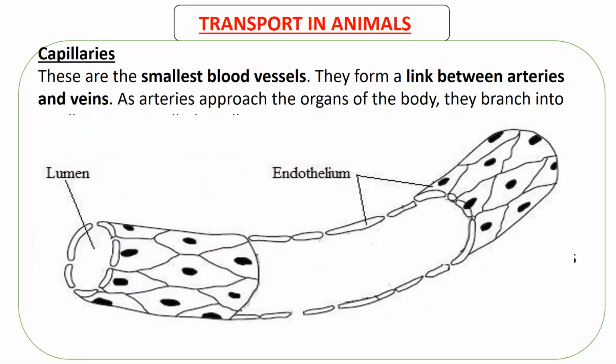So this is the diagram that shows a capillary. As you can see, there's a lumen here which is wide, and the walls are thin so that there's efficient diffusion. Okay, so of course the skin is called the endothelium, just like even veins and arteries have this endothelium.